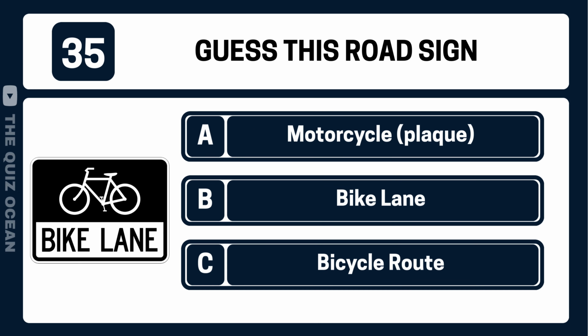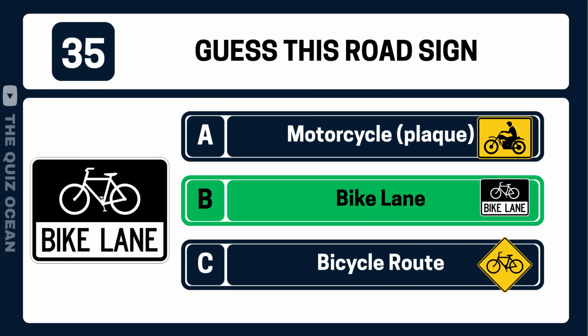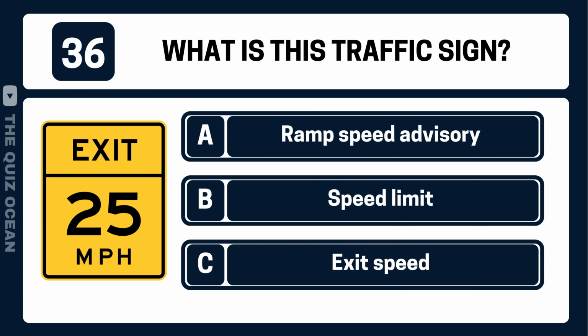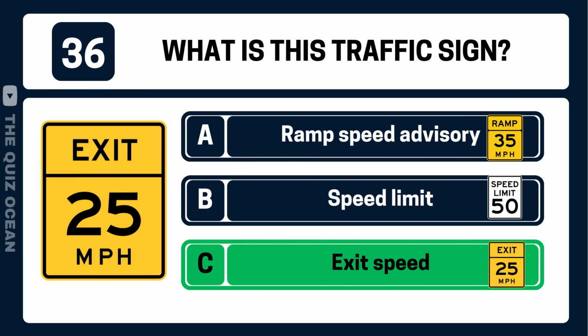Guess this road sign. Well observed. This is the bike lane sign. What is this traffic sign? Nicely recognized. This is the exit speed sign.